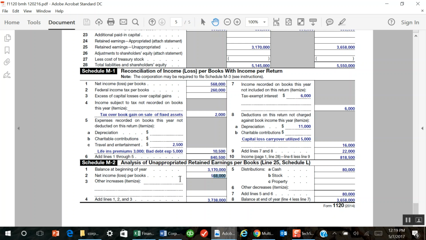Net income per books, line 1, pretty easy, should have been 568. Line 2, federal income tax per books. It's non-deductible for tax purposes. Federal income tax is not deductible for tax purposes. It tells you in that book, and it also tells you right here to add it back. If you looked in your instructions, it would tell you to put it because it's non-deductible. Then, do you have any excess of capital losses over capital gains this year? No, you don't. You have a capital gain of $8,000 from the sale of the Simon sheet music stock.